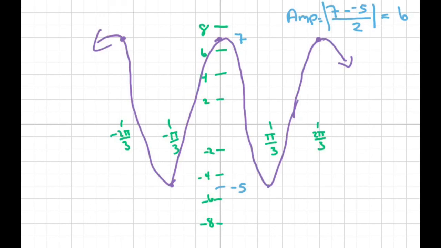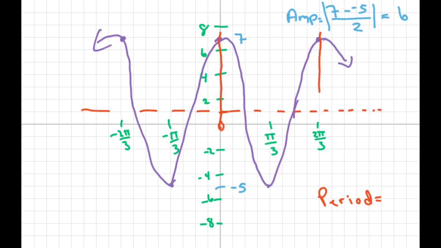And basically, that would mean if I go down 6 to 1, this is where you would draw your midpoint line right there. Your period is the length, the full cycle. So if I start at 0 here, then it makes a complete cycle all the way to 2 pi over 3. So my period equals 2 pi over 3.